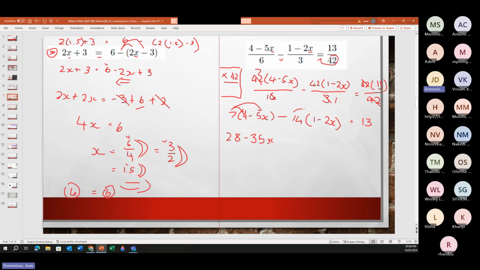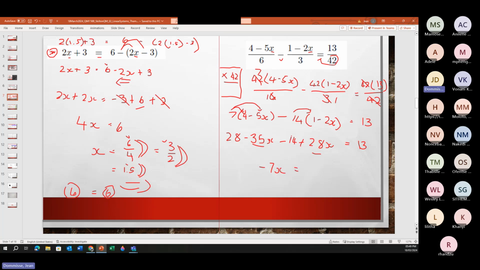So now we minus 14 times 1, minus 14. Minus 14 times minus 2 is plus 28x. And on the right-hand side, we still have the plus 13. Okay, so now let's add all the x's together. We get minus 35x plus 28x. So that is minus 7x.